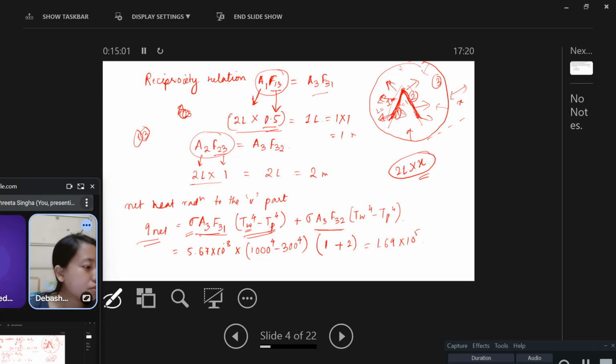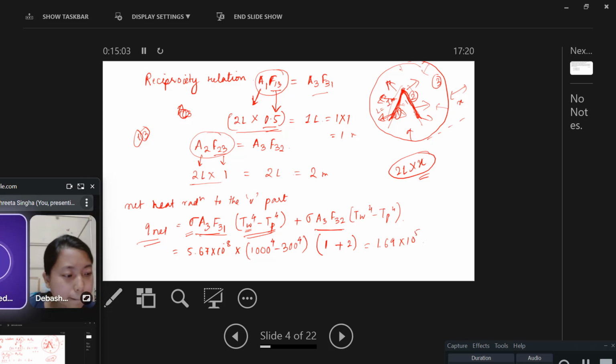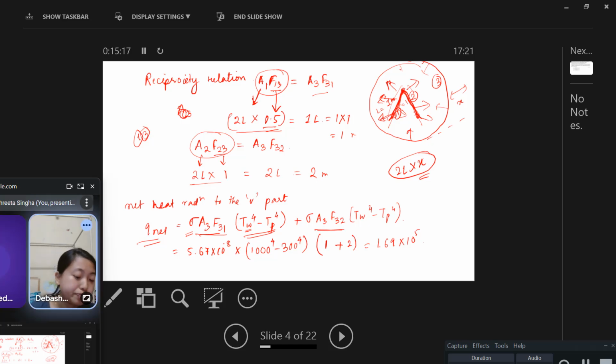Yes. But ma'am, please explain about the view factor which should be taken in F13 and F31. How to determine those two terms? They are very confusing while solving the questions. Okay, wait, I will explain that.